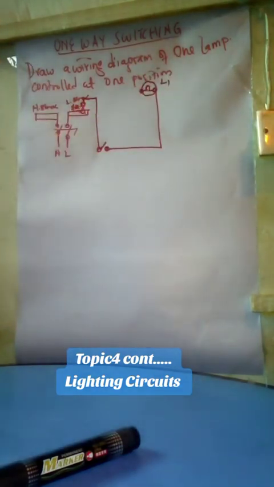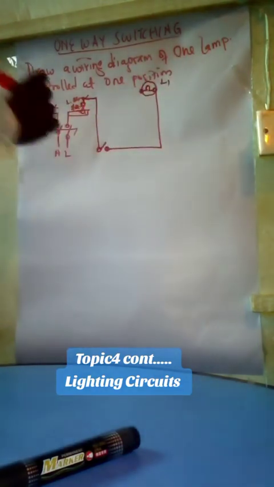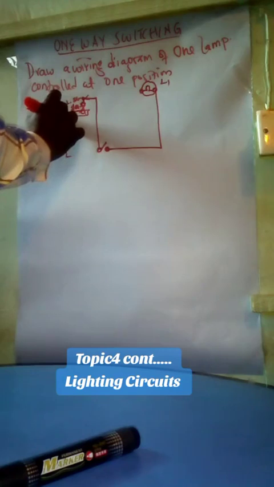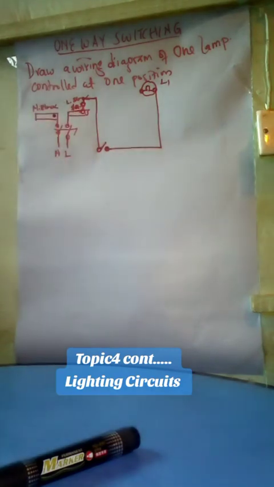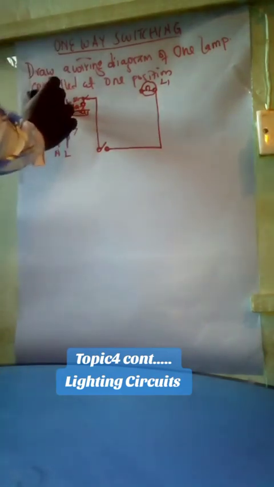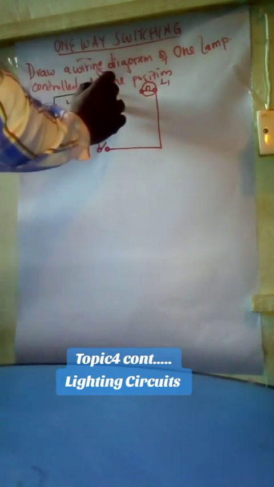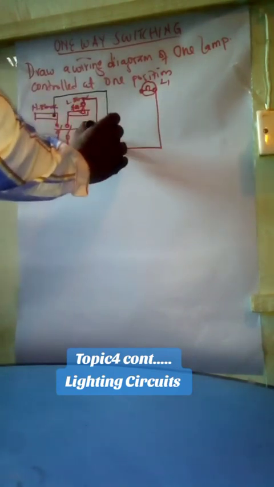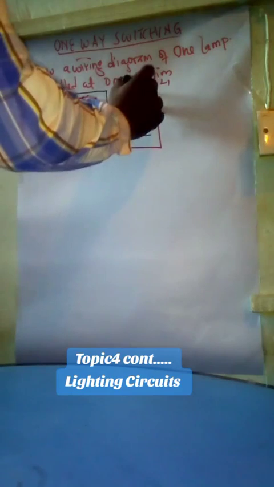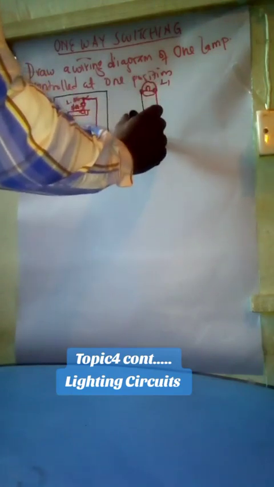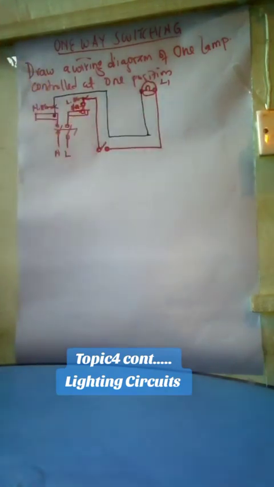What do we do now? We are lacking neutral. So we will tap our neutral from here. From here we'll have our neutral to come. There's no layout, so that one is fine. Okay.